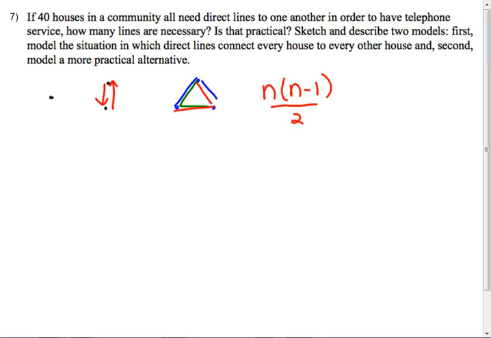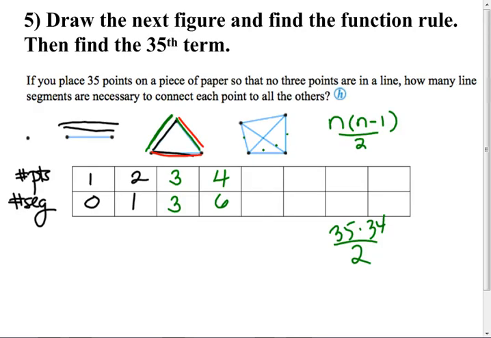So now there are 40 of these dots. This is 4 dots. I have 40 of them. So you put 40 in times 40 minus 1 all over 2. Whatever that is, that's a calculator. I'd leave it like that. I would do half of 34. It's 35 times 17. Oh, I just have to multiply.